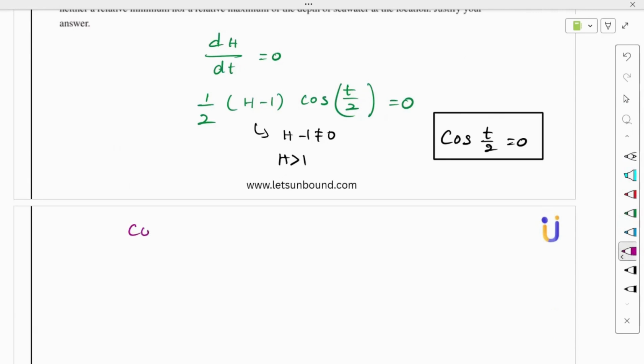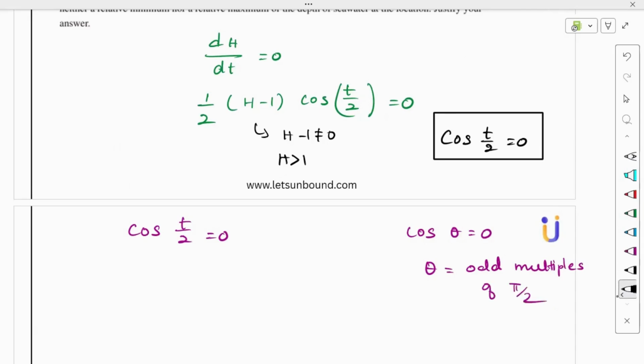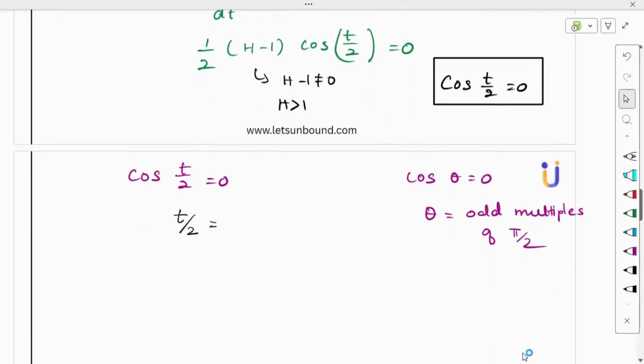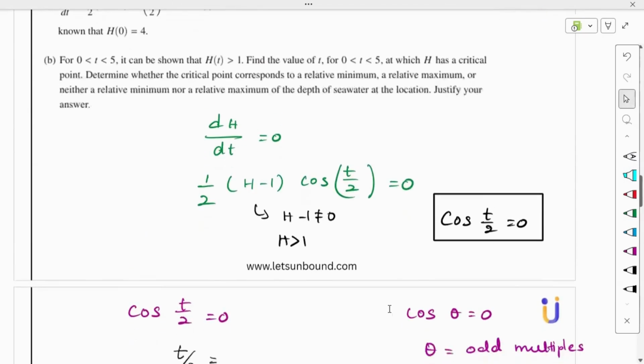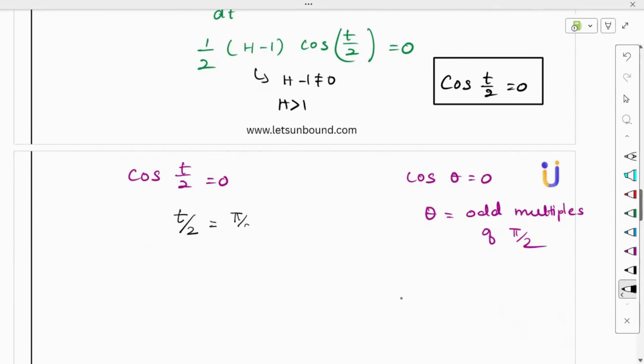So cos of t over 2 equals 0. We know the fact that cos theta is 0 when theta is an odd multiple of pi by 2. That is what we're going to apply. Instead of theta we have t by 2 equal to odd multiples of pi by 2. Of course, we are not going to consider negative values here. So it can be pi by 2, or 3 pi by 2, or 5 pi by 2, like that. Let's go with n equals 0. If t by 2 equals pi by 2, then t equals pi.